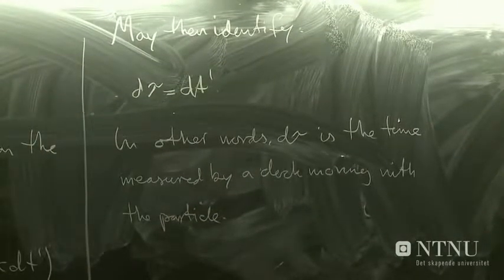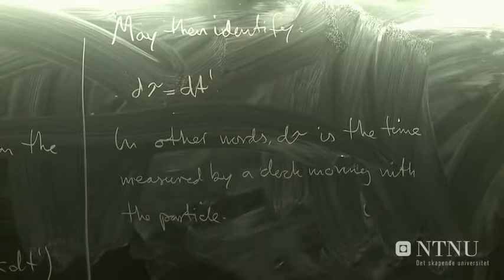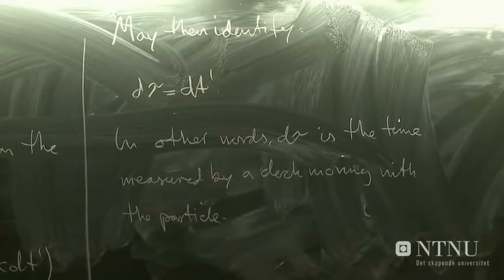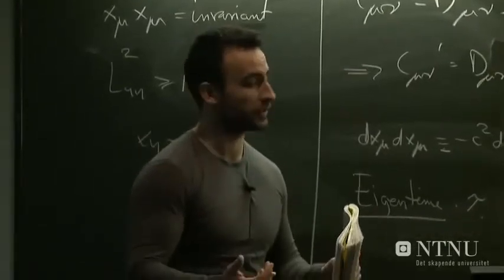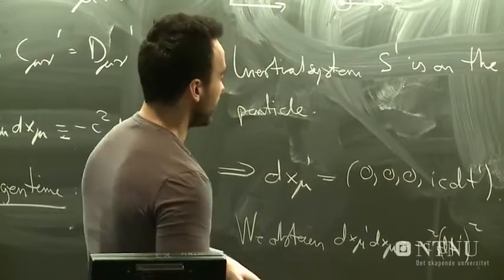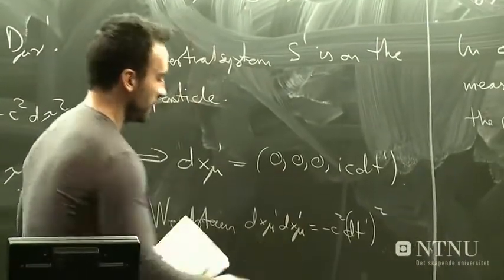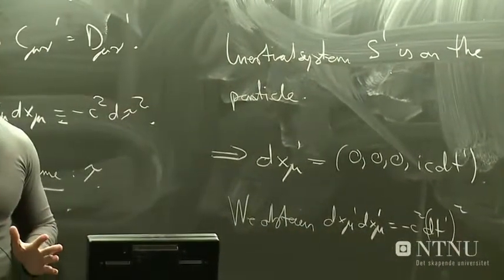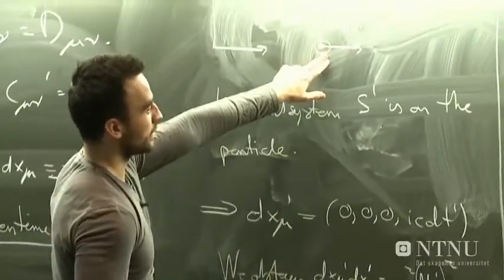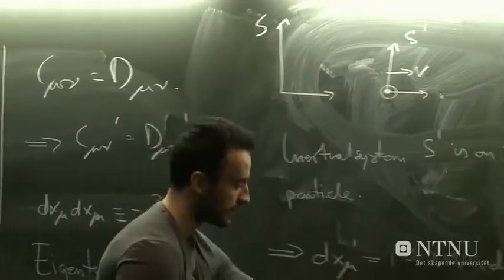So the eigentime tau is the time measured by a clock moving with the particle. So you can think of it as the intrinsic time an observer, which is sitting along for the ride, measures. Now, we know that this product here, oh sorry, I'm missing a prime here. This product here is a Lorentz invariant, meaning it should have the same value in the reference system of the particle as in our system. So let's now try to evaluate this product in our system.